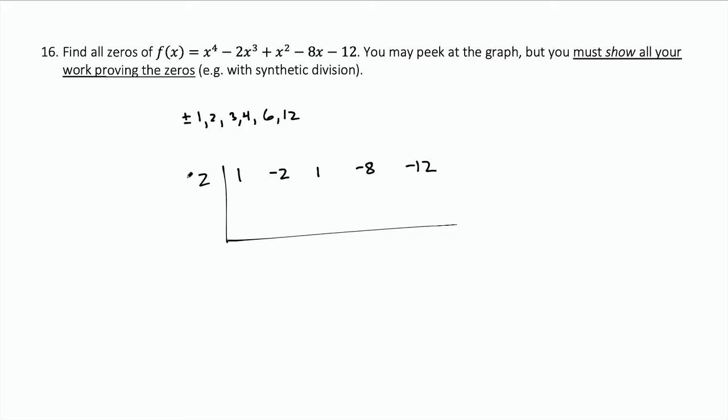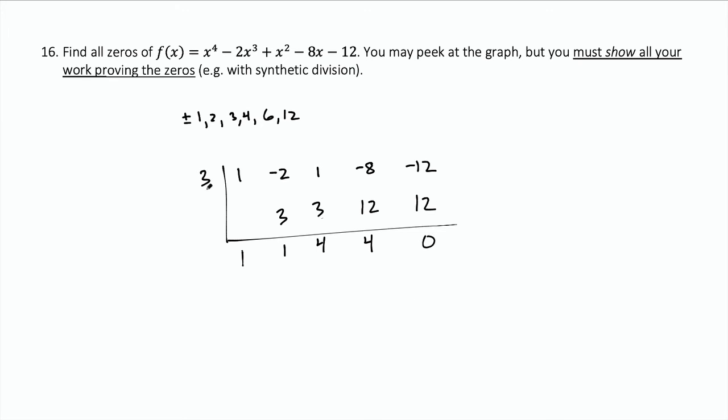Let's go ahead and try negative 2, see if that works. Bring the 1 down. 4, 8, and 9, and negative 18. Oh, that gets us even further. Let's keep going with our positive numbers. So we were at 2. Let's go ahead and try 3. And that works out for us very nicely.